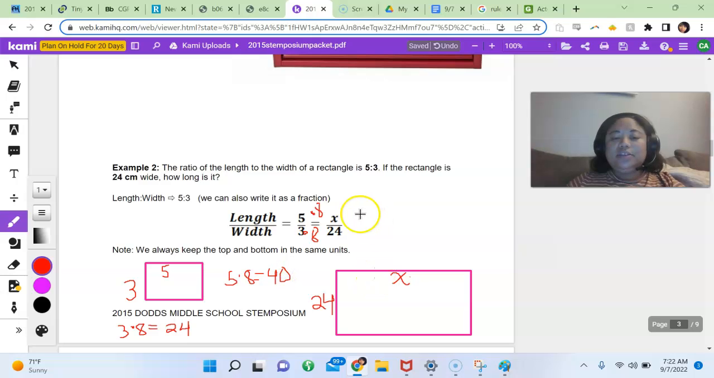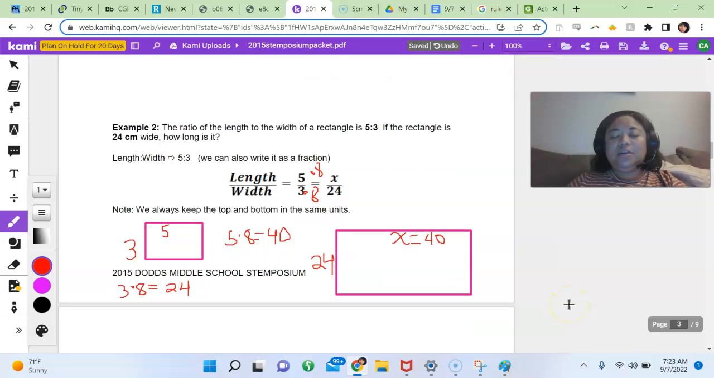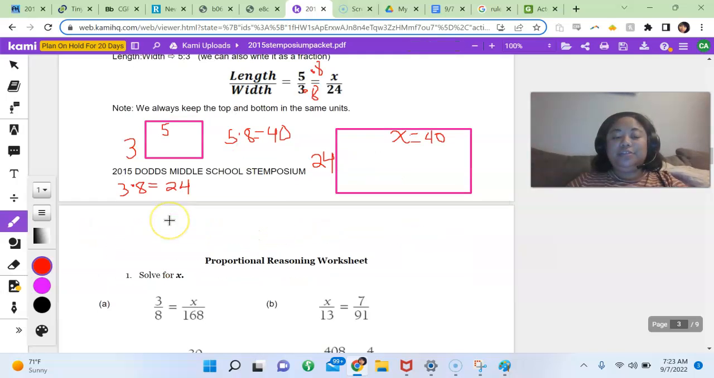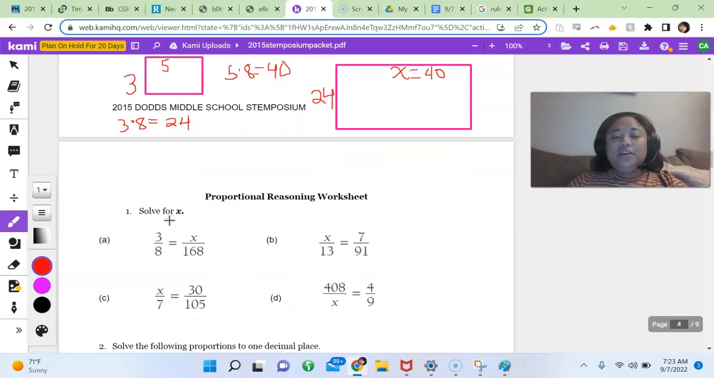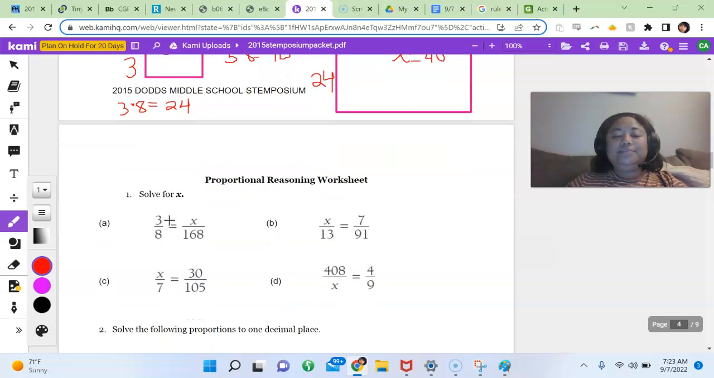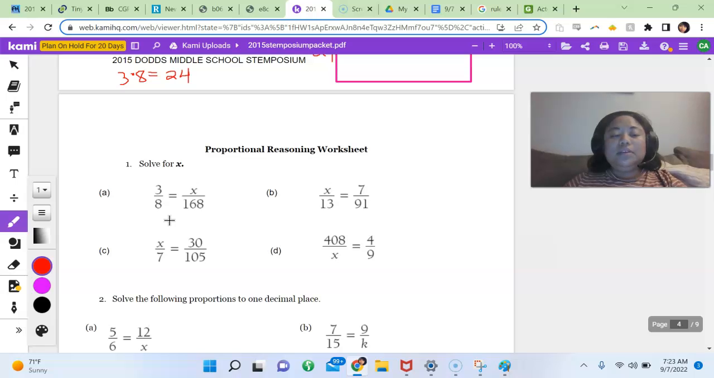40. So I know that the length of this rectangle is 40 units. Okay? So there's my missing length. All right, so what you need to do to one of the sides, you also have to do to the other side. So this is kind of what we're going to do with the rest of these.